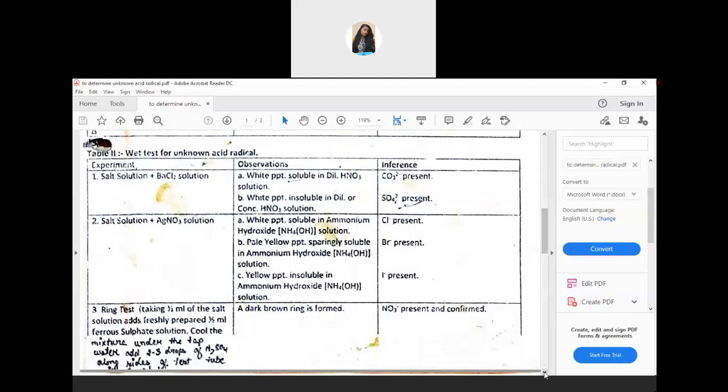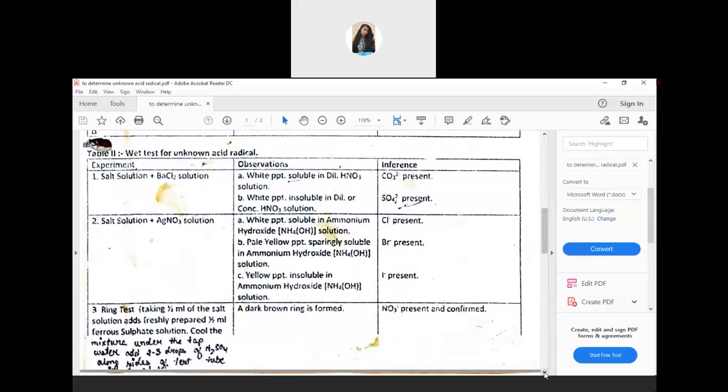Salt solution means what? You have to make a salt solution. So you have to check solubility first. From the solubility test, you can know what solvent is perfect for this salt. So take the solvent, which means you have to dissolve the salt in that perfect solvent. Then you have to add beryllium chloride.